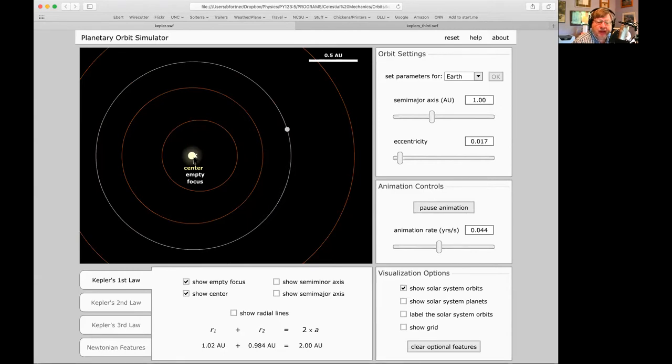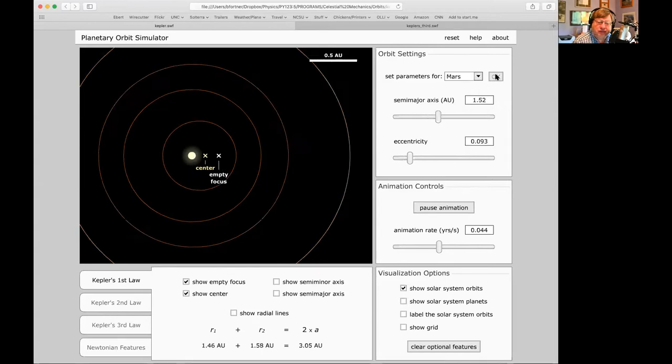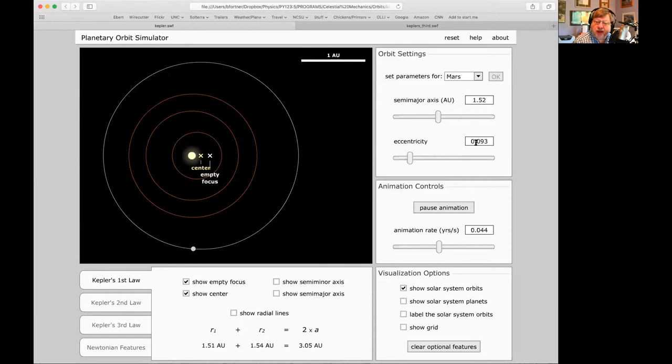Okay. And note here that the sun is at one focus and the empty focus is the other, and they're almost on top of each other. Again, showing that this is a very, very circular orbit. Let's look at Mars. And here Mars has an eccentricity of 0.093. So it is a lot more elliptical than the Earth, but nowhere near what Mercury or Pluto has. So this is the first law.